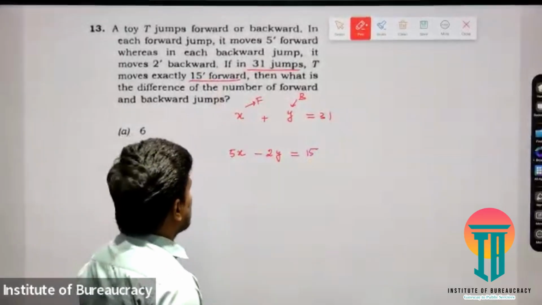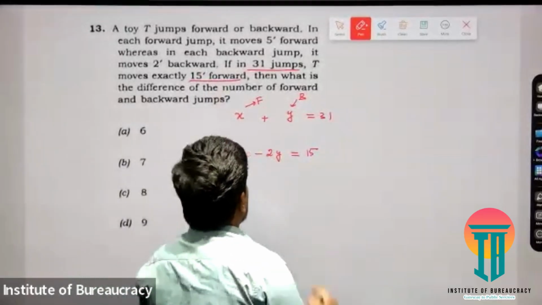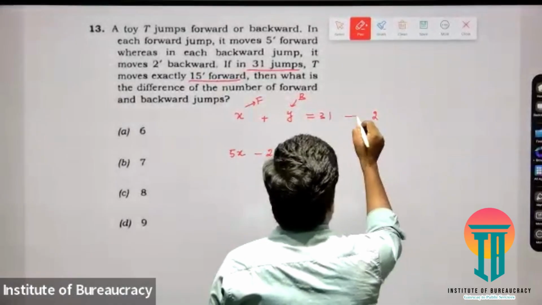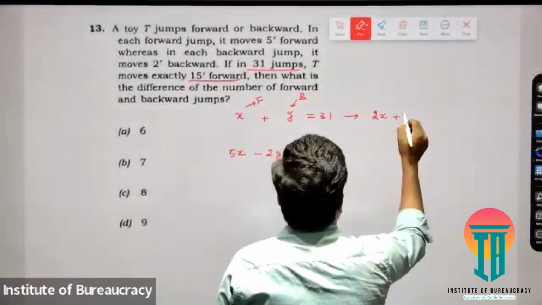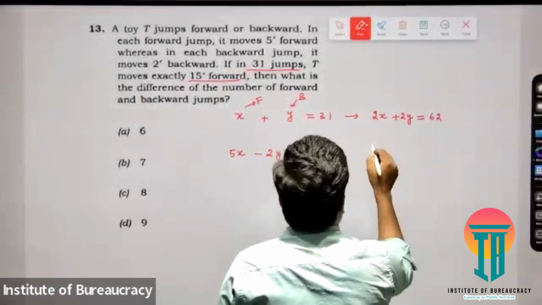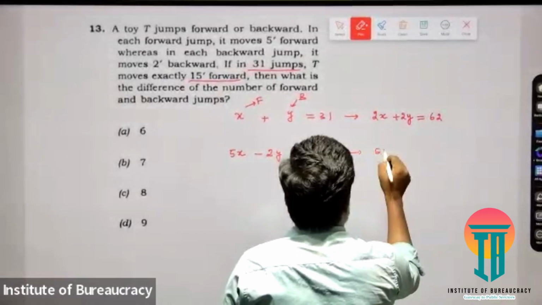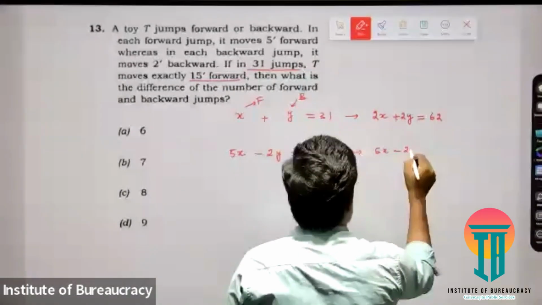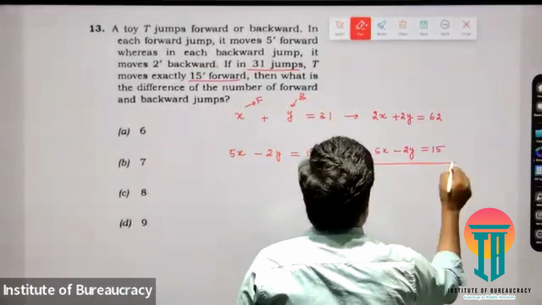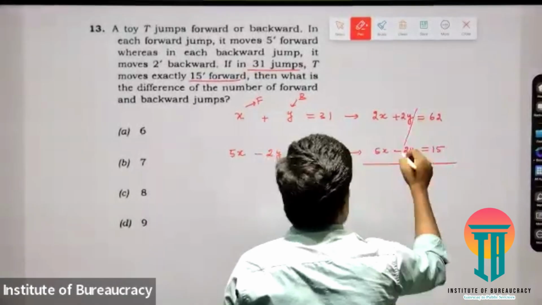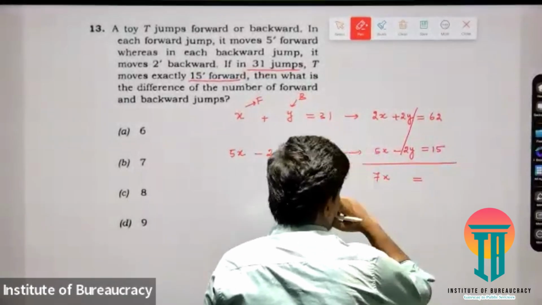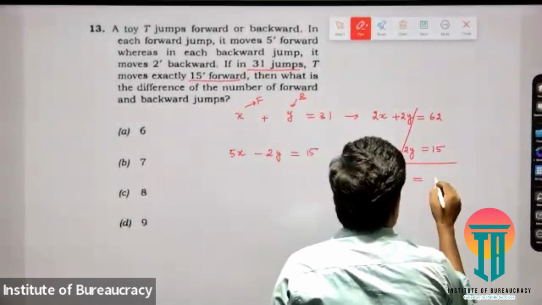Now there are two equations. You try to solve these two equations and get the answer. So multiply by 2. So we'll have from here 2X plus 2Y is equal to 62. From here we have 5X minus 2Y is equal to 50. Just cancel this. So you will have 7X is equal to, by adding, it is going to be what?